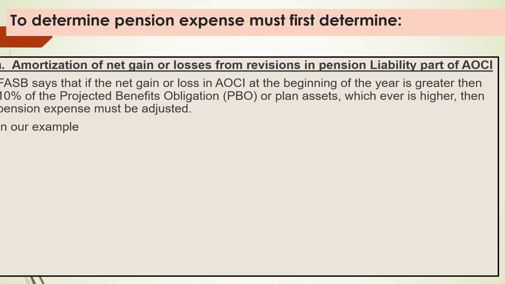FASB says that if the net gain or loss in accumulated other comprehensive income at the beginning of the year is greater than 10% of the projected benefit obligation or plan assets, whichever is higher, then the pension expense must be adjusted.